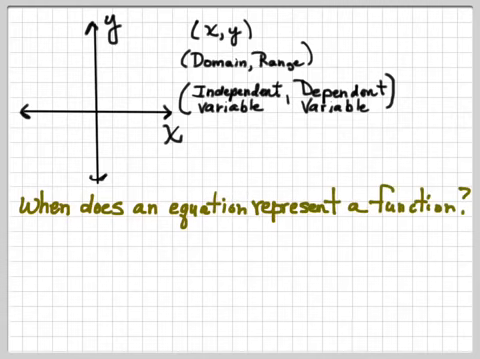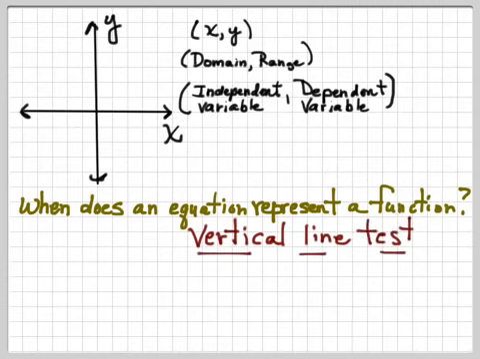The question now is, when does an equation represent a function? Well, if you remember the vertical line test, if we can draw the graph of the equation and we can spot any place where the vertical line touches 2 points, or more than 1 point on the graph, then it is not a function.